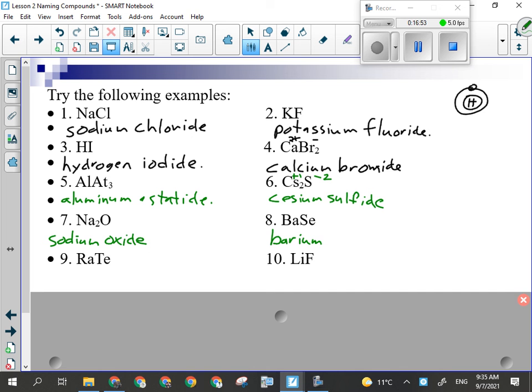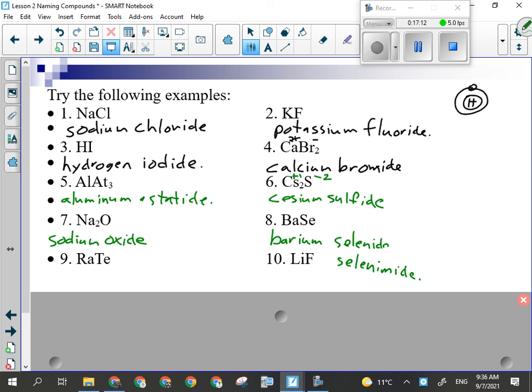Yeah, so you can write it 2 different ways. You could write it barium selenide, that's fine, or selenamide. Okay, either one is fine.